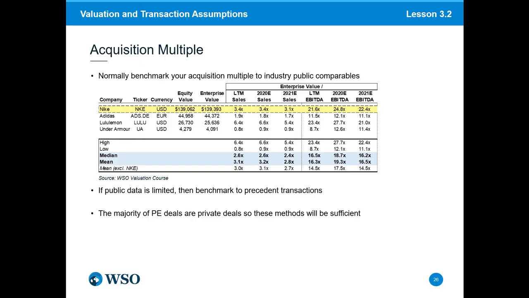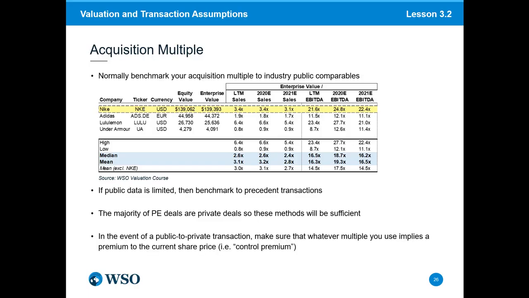sufficient. Lastly, I want to mention that in the rare event you do work on a public to private transaction, you'll have to make sure that whatever multiple you use implies a premium to the current share price. In other words, the control premium. If you offered a price below the current trading value, shareholders just wouldn't accept your offer. So regardless of what the comps say, if you offer a multiple that's below what the company is currently trading at, then there would be no way to consummate a deal.